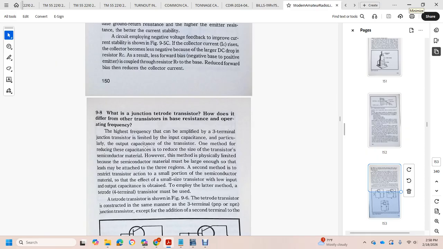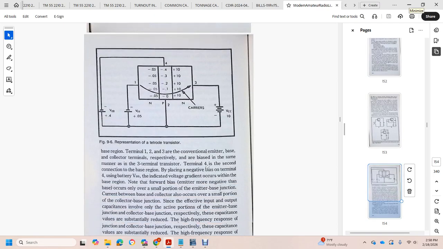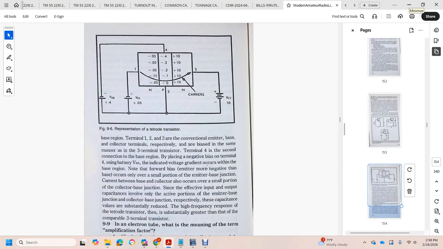The tetrode transistor is shown in figure 9c. The tetrode transistor is constructed in the manner of a 3-terminal positive-negative-positive or negative-positive-negative junction transistor, except for an additional second terminal to the base region. Terminals 1, 2, and 3, the conventional emitter, base, and collector terminals respectively, are biased the same as in the 3-terminal transistor.